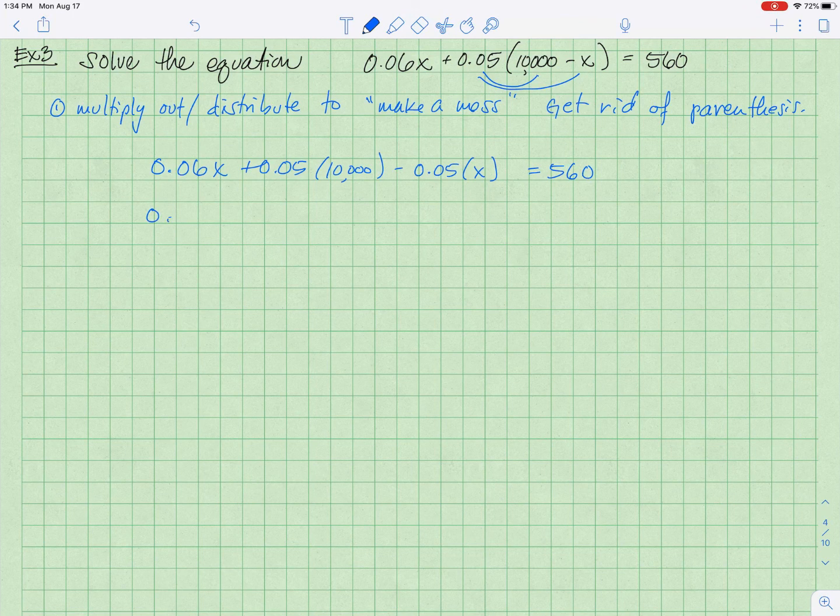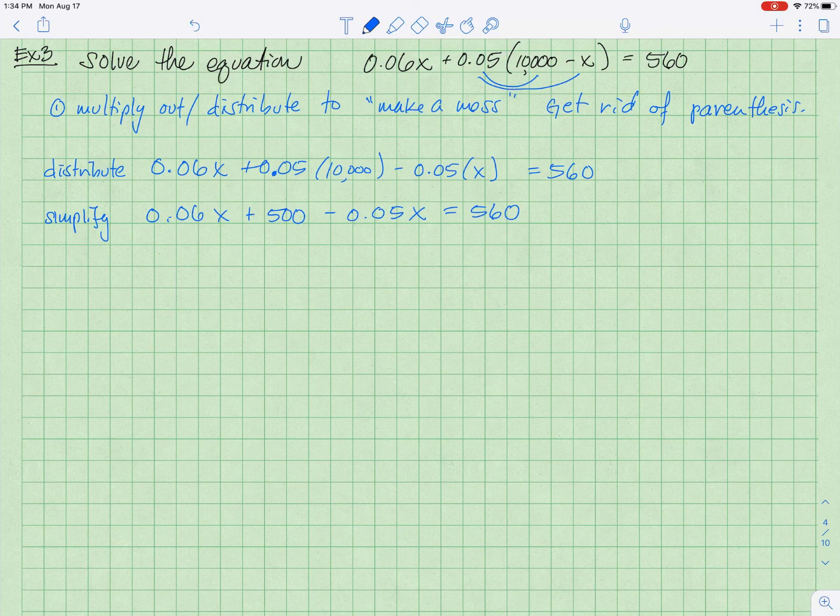Clean this up a little bit. So this was distribute. Simplify. 0.06x plus, when we multiply by 10,000, that's 4 zeros. We're going to end up moving our decimal 4 spots to the right. So 1, 2, 3, 4. That'll give us 500. And then minus 0.05x is equal to 560.